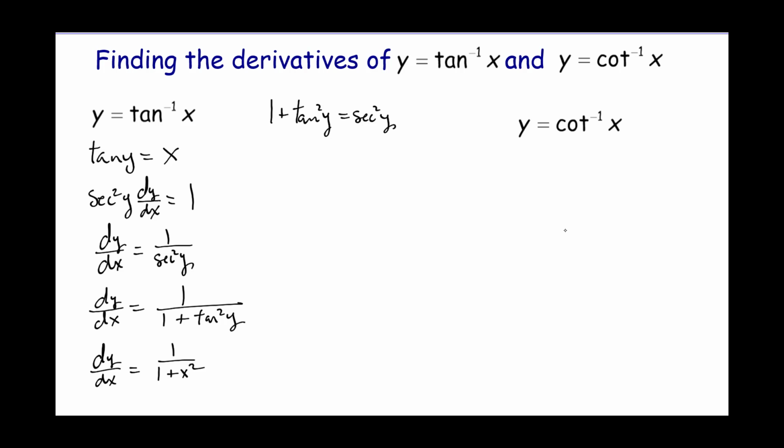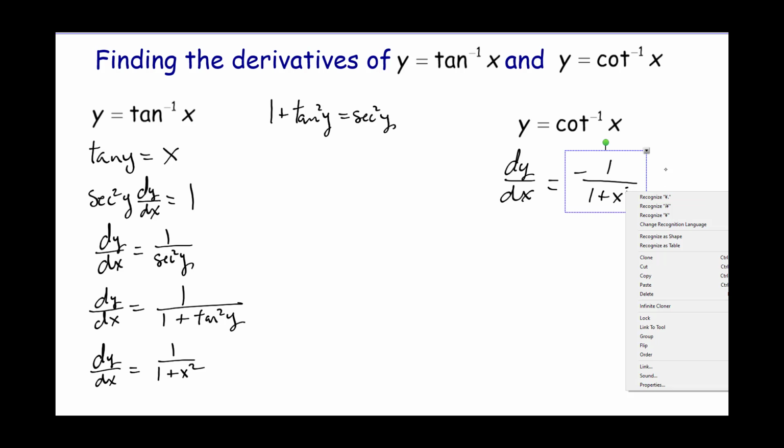Now, believe it or not, cotangent is the exact same derivation with the exception of, instead of taking the tan of both sides, you're taking the cotan of both sides. And when you take the derivative of cotan, it's negative. So you end up saying then that the derivative of the inverse cotangent is negative 1 over 1 plus x squared. Just like that. That's how straightforward that is.